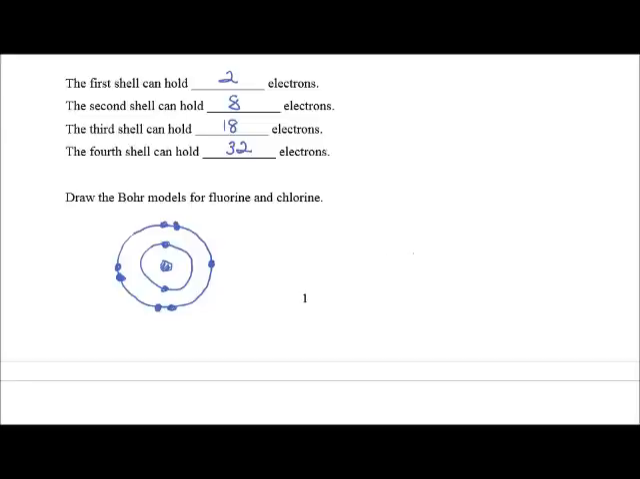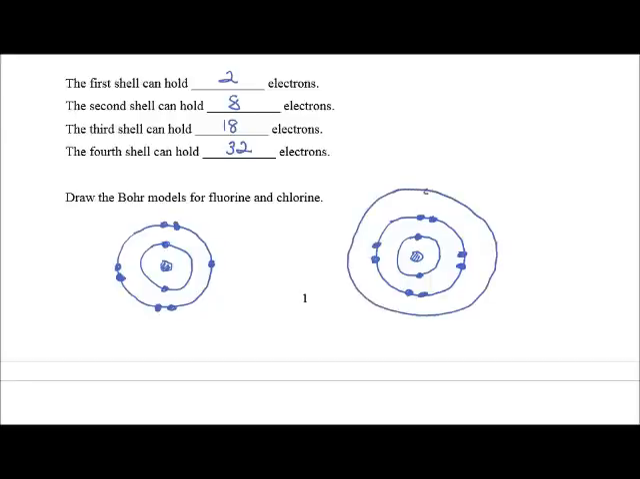Chlorine is atomic number 17. So we draw our nucleus. Then the first shell can hold 2 electrons. The second shell can hold 8 electrons. So that takes care of 10. So we have 7 more to distribute. And we will put them into the third shell. So 1, 2, 3, 4, 5, 6, 7. And there you have it. That's how we build Bohr models.